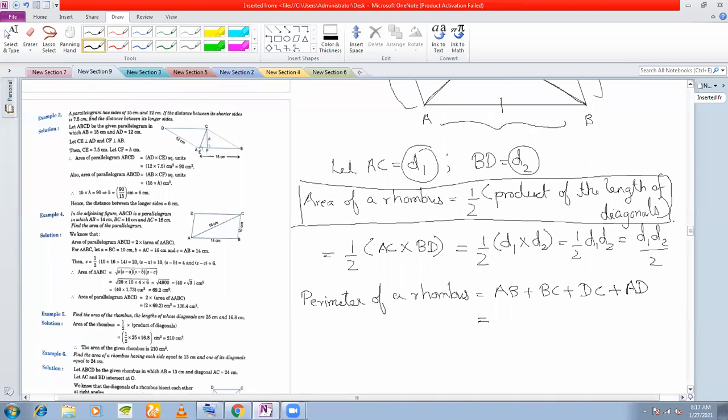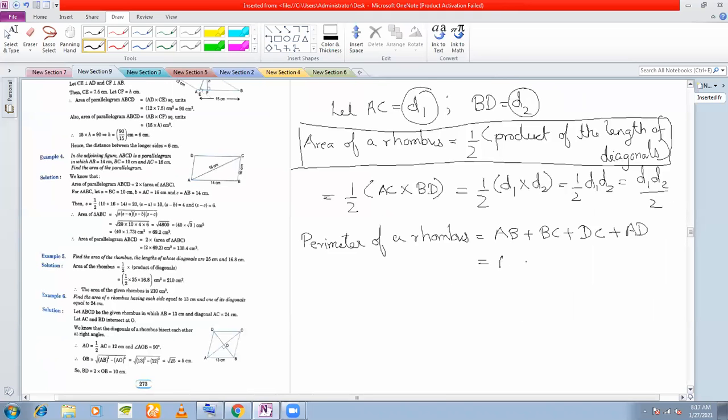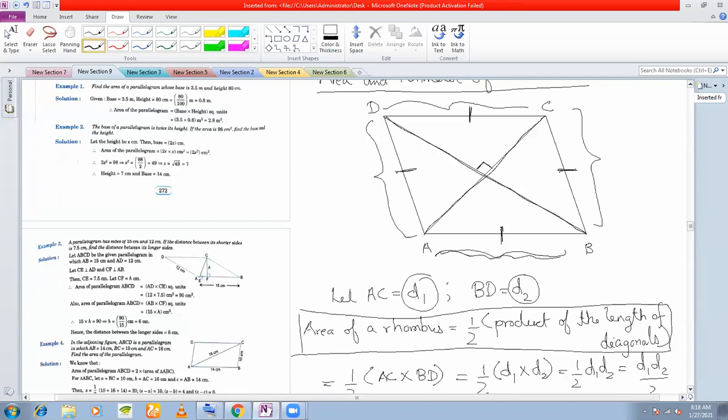In fact, the simple way is that all these four lengths are equal. So you can write AB, and since BC, DC, and AD are all equal to AB, you can replace each of them by AB. Therefore, the perimeter is equal to 4 times AB. It is just like the formula of a square: if you know any one length, you can find out the perimeter.